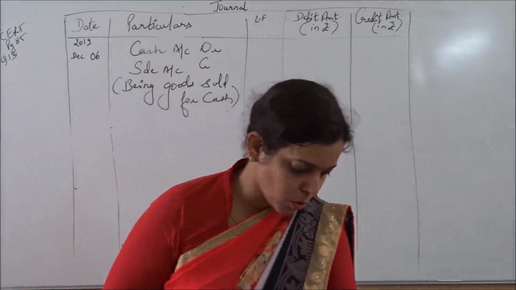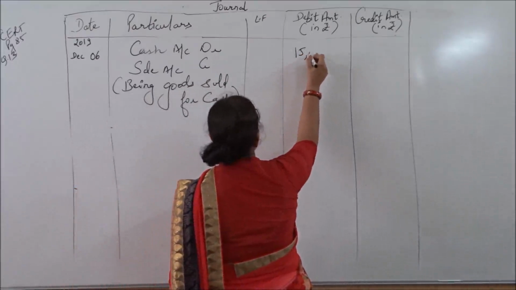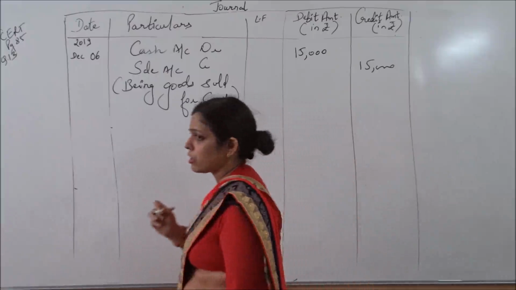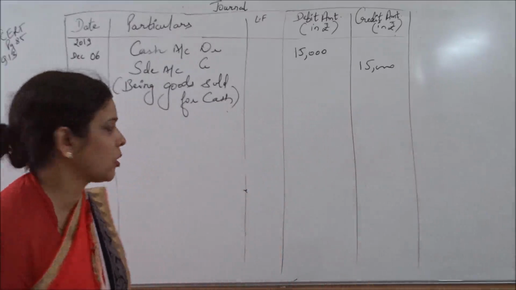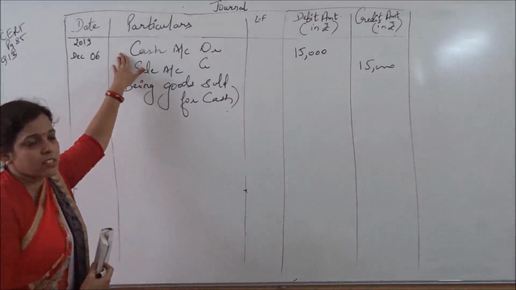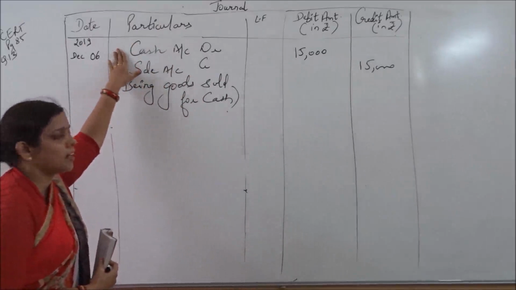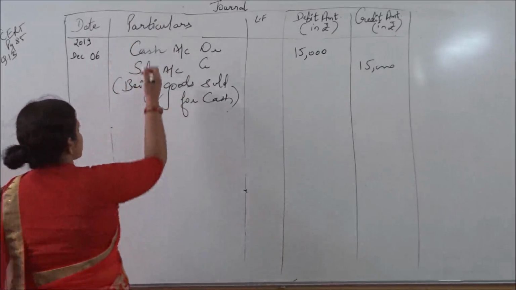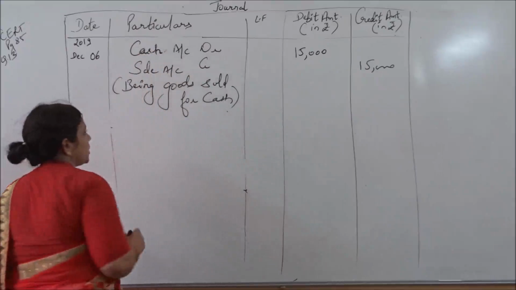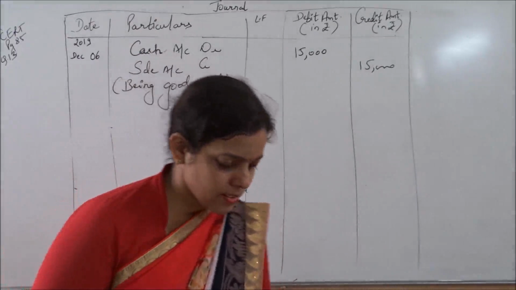How much amount of goods are sold? You can see the December 6 transaction: 15,000. Just a little addition in the transaction changes the journal entry. Cash में नहीं होता तो definitely I would have written Rahul, but since the transaction is in cash, they have added cash after saying Rahul. That's why we have to write cash on the debit side. So it is not a credit transaction, it has become a cash transaction.